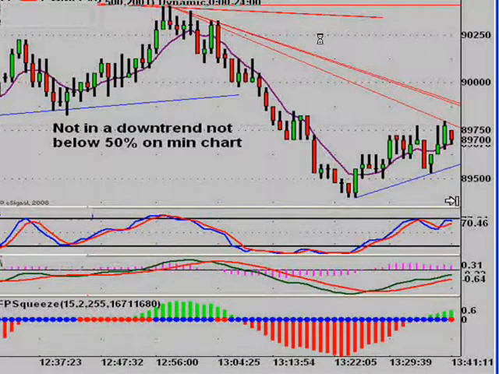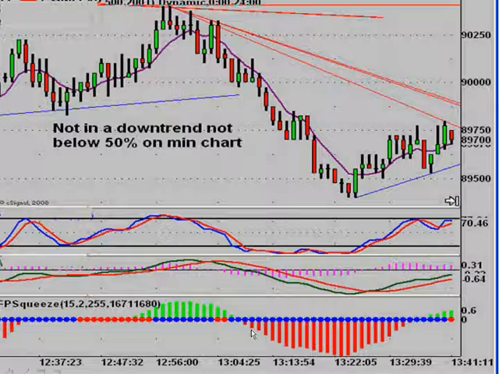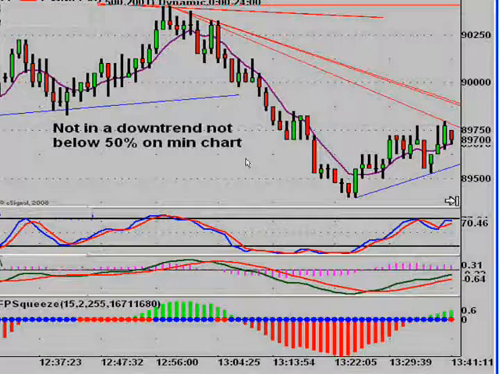This I wanted to show you because this was a short setup that was occurring at just a little after 1 o'clock. Scalp trade was setting up here. Indicator was in divergence, but looking at our other charts, our smaller minute chart, we were not in a downtrend. We were not below the 50% mark.